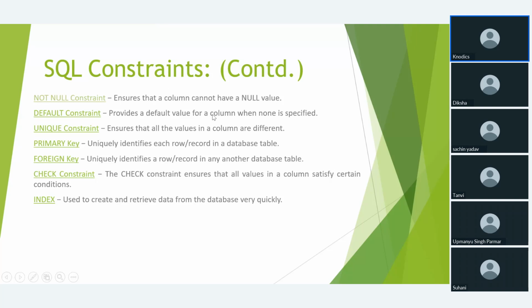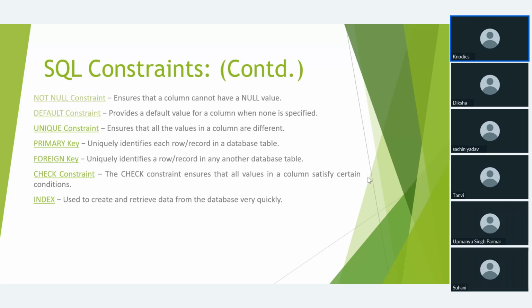Okay, so the next constraint is the default constraint. The default constraint is, for example, if any value is not specified or not given by the user, then one value will be assigned automatically from the database side. That will be the default value, so that there should not be a blank in that, right?